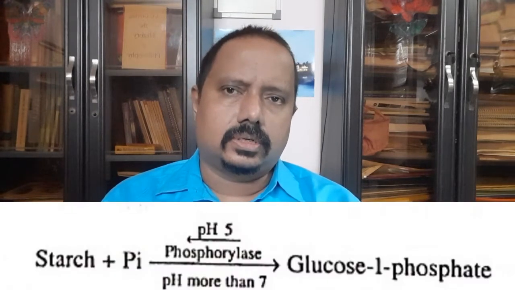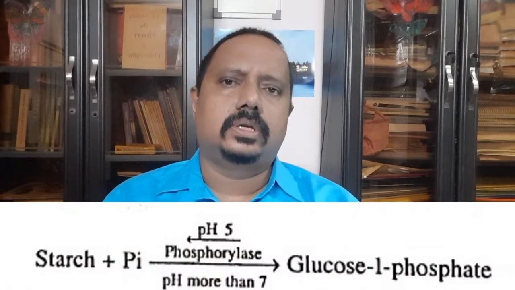So according to this theory, glucose 1-phosphate is soluble in water, so it decreases the water potential or increases the osmotic potential. Water enters into the guard cells in high pH. The guard cells become turgid, and the stomata open up. In lower pH, the glucose 1-phosphate is converted back to starch so that the turgidity of the guard cells is lost and the stomata become closed.